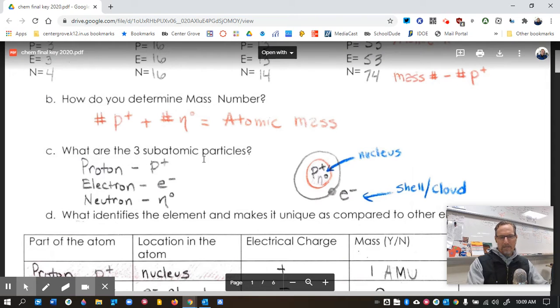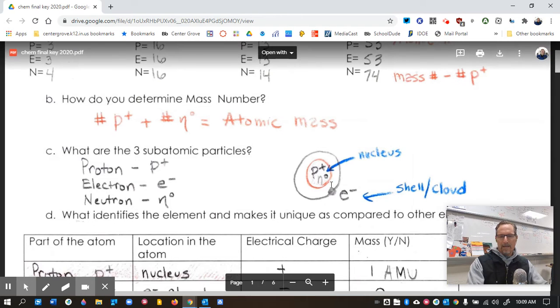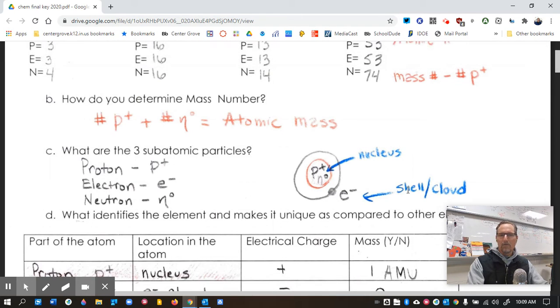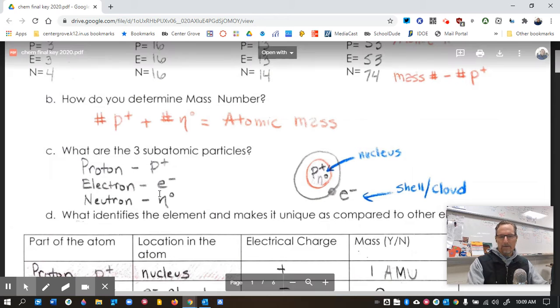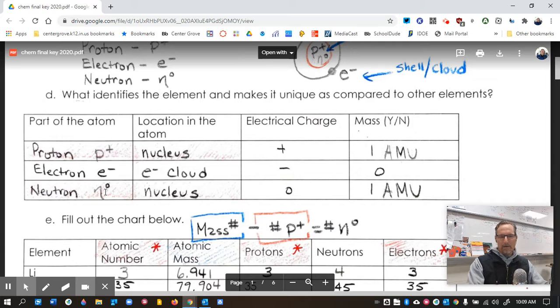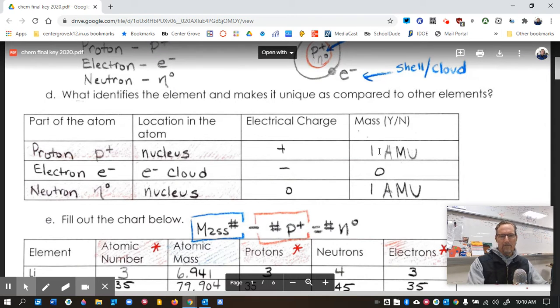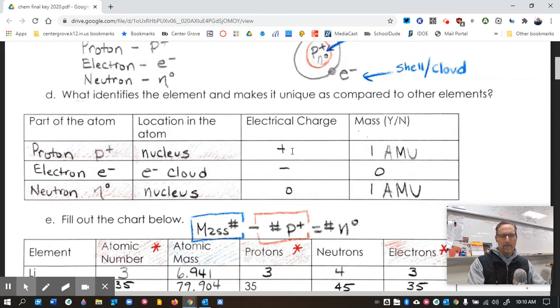So what are the three subatomic parts? Well, they're the proton, the electron, and the neutron. The proton and the neutron are inside of the nucleus, while the electron is in the electron shell, or the cloud around the nucleus. When I look at those three parts, again, the proton is in the nucleus, and it has a positive charge. It has a mass of 1 atomic mass unit.